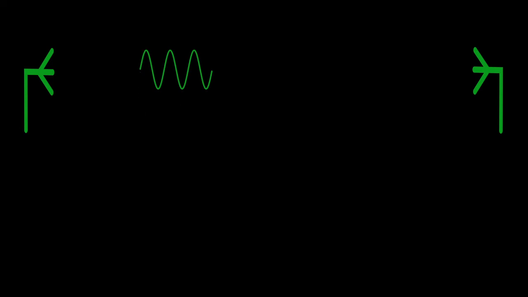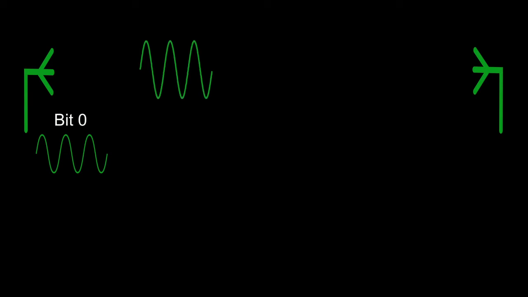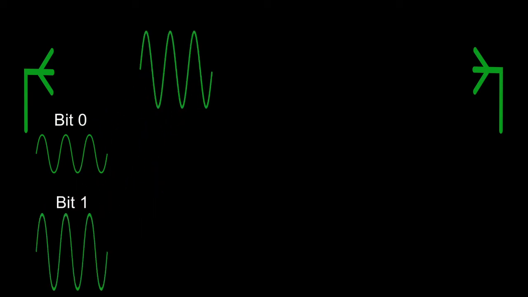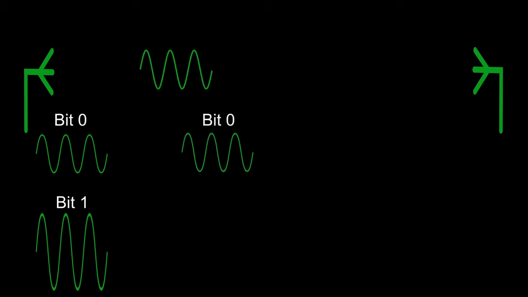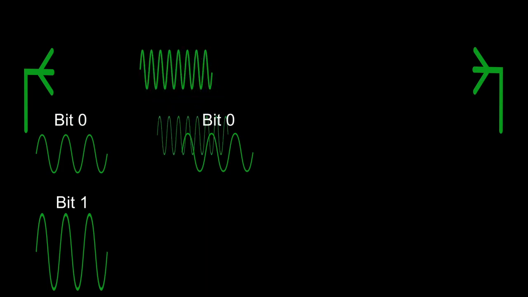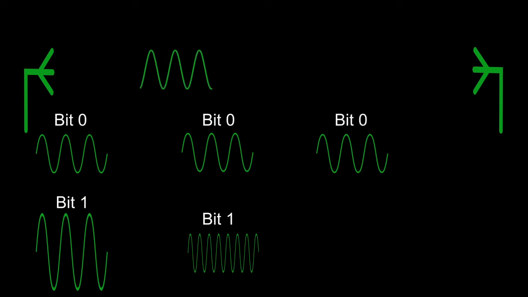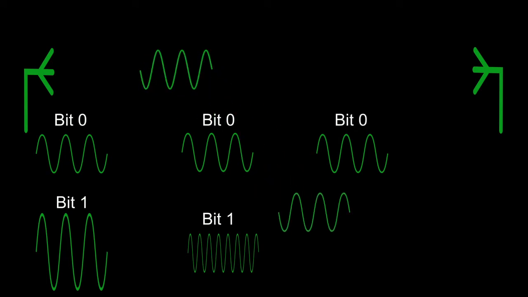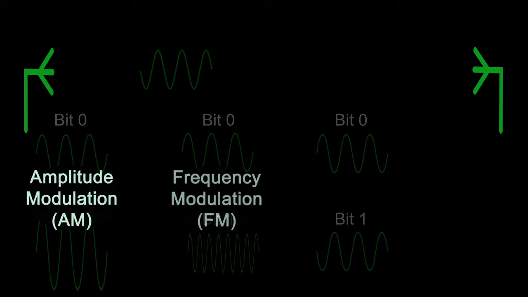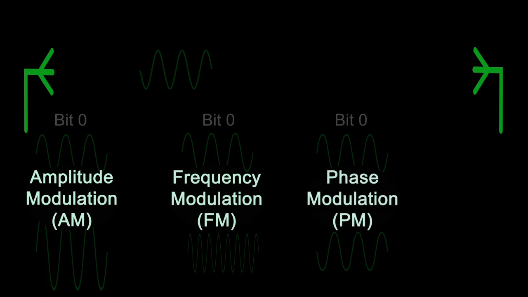For conveying bit 0, we can use a low amplitude signal, and for bit 1, we can use a higher amplitude signal. Otherwise, we can use a low frequency signal for bit 0 and a high frequency signal for bit 1. Similarly, different phases for bit 0 and 1. These three methods of encoding are called amplitude modulation, frequency modulation, and phase modulation, respectively.